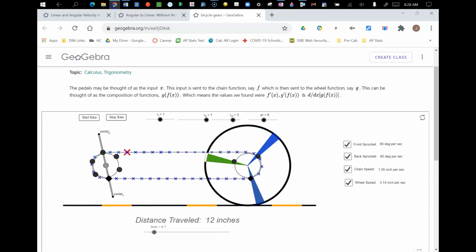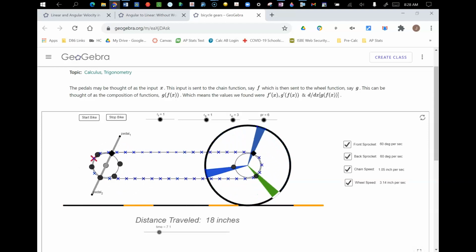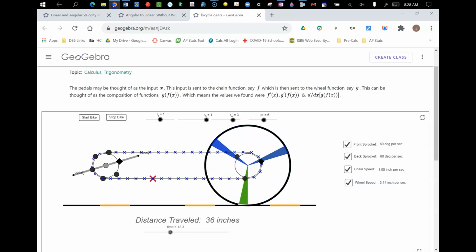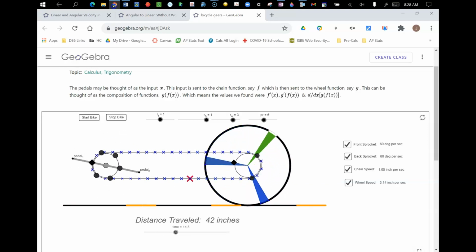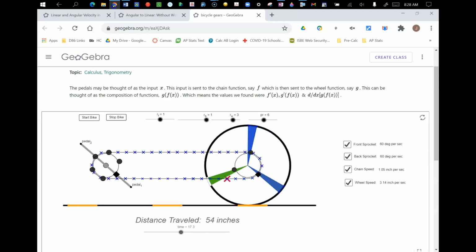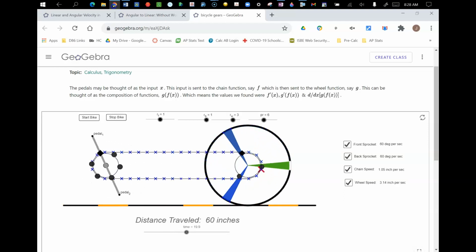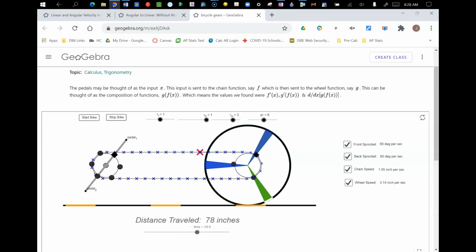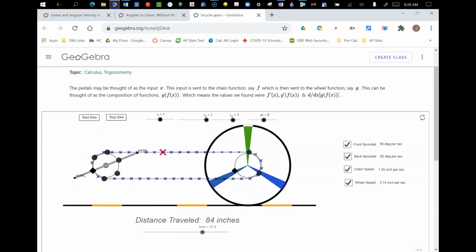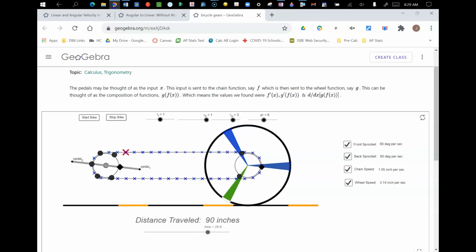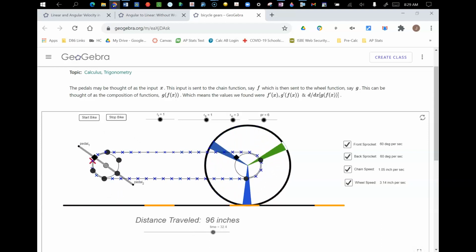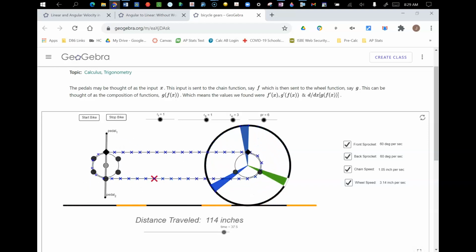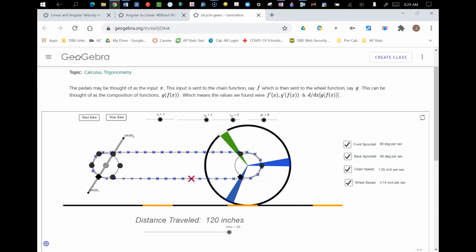So over on the right hand side, the front sprocket is turning at 60 degrees per second, the back sprocket also turning at 60 degrees per second. The chain speed is a linear velocity of approximately 1 inch per second, and the wheel speed, or the ground speed linear velocity of the wheel itself, is 3 times that, because the radius of the wheel is 3 times the radius of the sprockets.